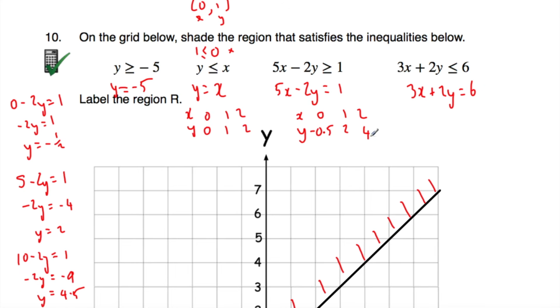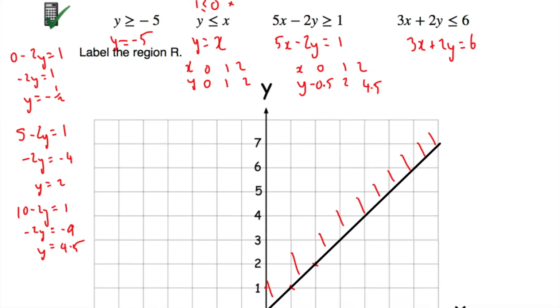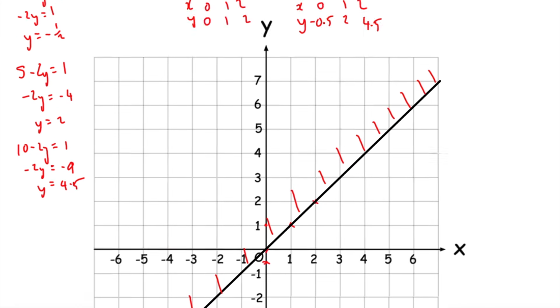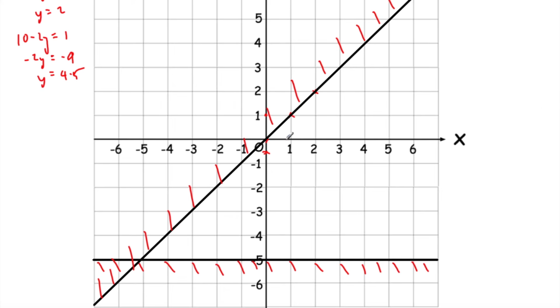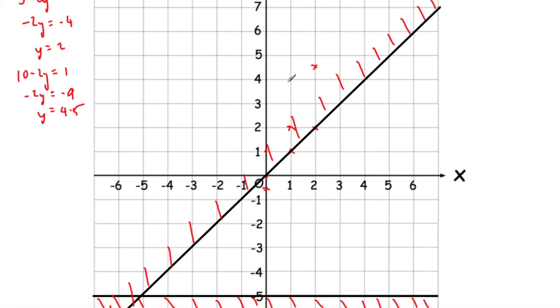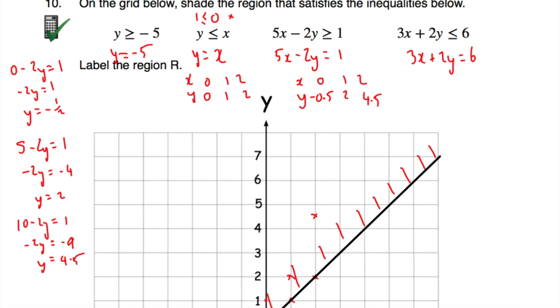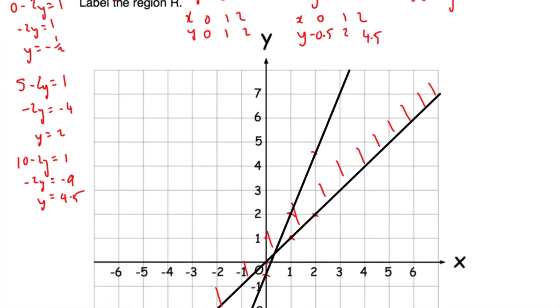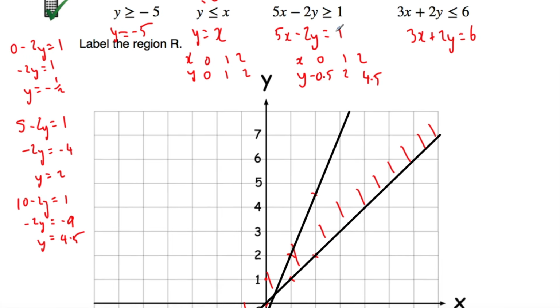So 4.5. So we've got 3 points here: (0, -0.5), (1, 2), and (2, 4.5). So let's plot them. (0, -0.5) will be there. Our next point, (1, 2), so 1 across 2 up will be there. And our next one, (2, 4.5), will be there. So we've got these 3 points here. Now let's draw a nice straight line through them, and it will be a solid line. Okay, so we've now got this diagonal line here, and that's the line of 5x minus 2y equals 1.